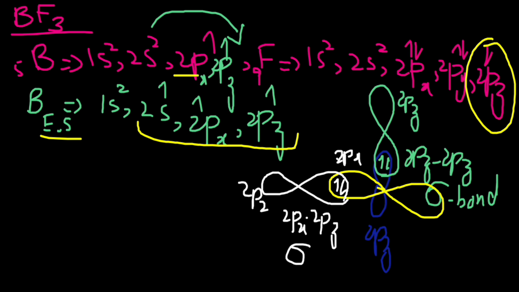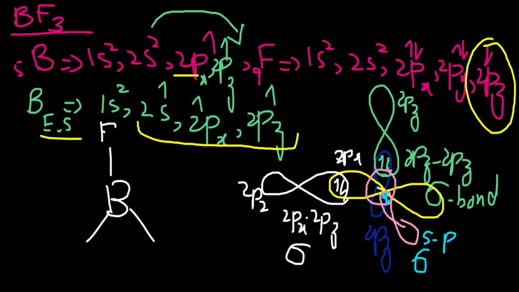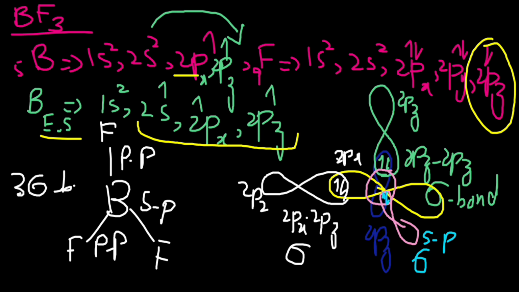The other orbital is s orbital that will overlap with the p orbital of other fluorine atom and result in sp overlap and a sigma bond. So the Lewis dot structure of boron trifluoride is this. One of these is sp overlap and the other are pp overlap, and all of the bonds are sigma bonds.